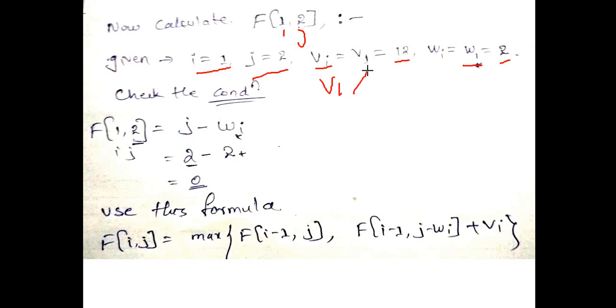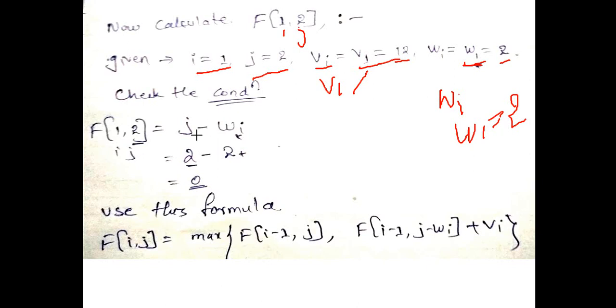Are you understanding this? How to write V1 and W1? Why are we writing W1? Because Wi is there. So what is the i value? 1. So W of 1 is 2. This is a given value.